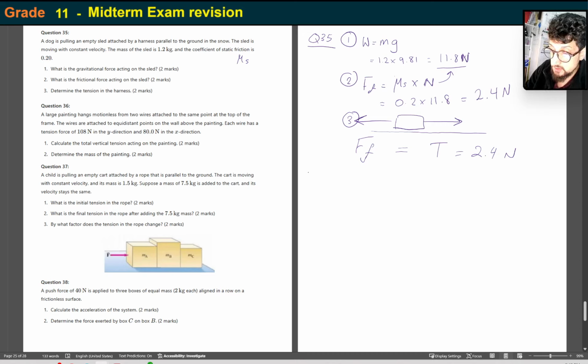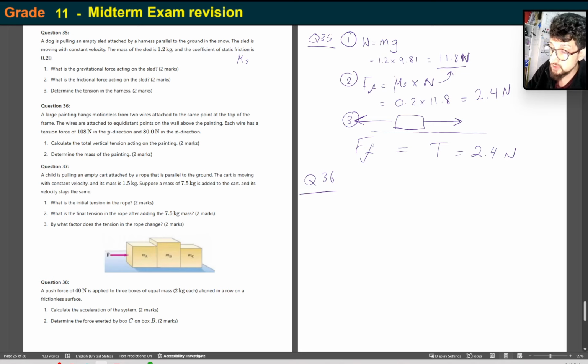Right, let's go to question 36. A large painting is hanging motionless from two wires attached to the same point at the top of the frame. The wires are attached to equidistant points. Equidistant just means equal distance. Equi means equal in Latin and many of the Latin languages, and distant is distance. So points on the wall above the painting. Each wire has a tension force of 108 newtons in the y direction and 80 newtons in the x direction.